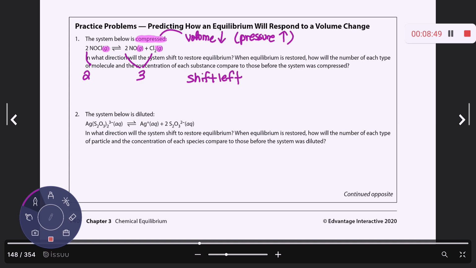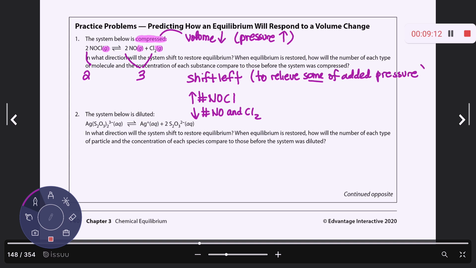Okay, and then when we shift left, we're going to increase the number of NaCl particles. You will decrease the number of NO and Cl2 particles. And then what happens to the concentration of everything?